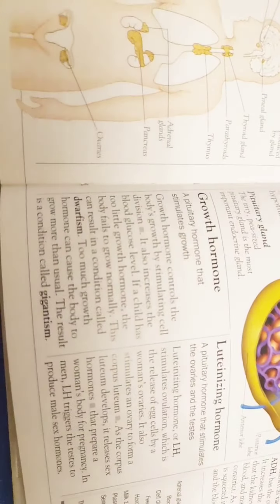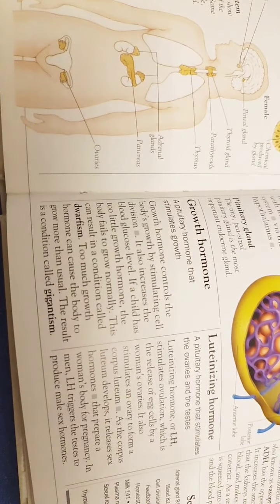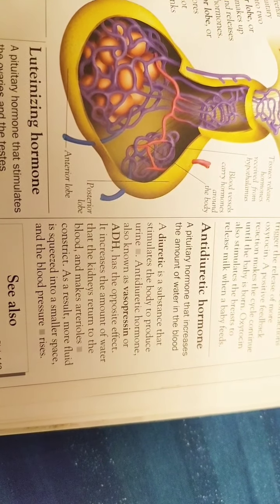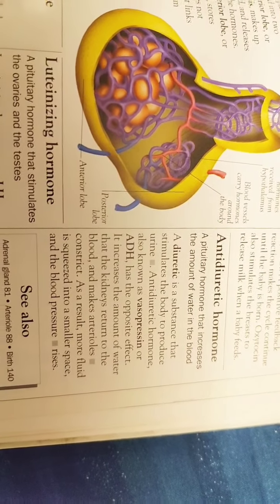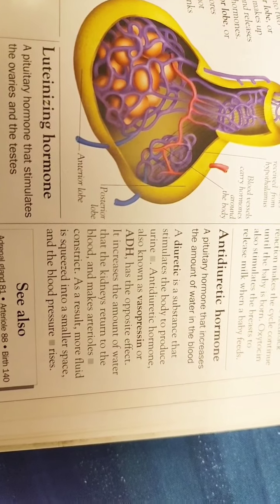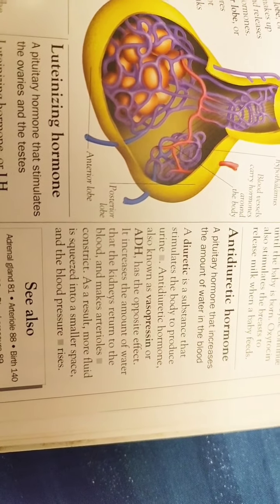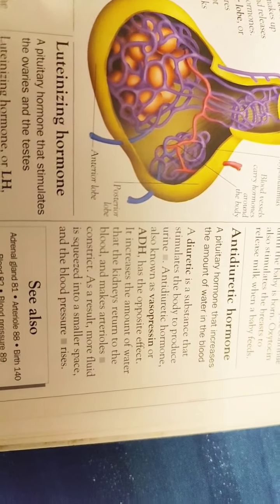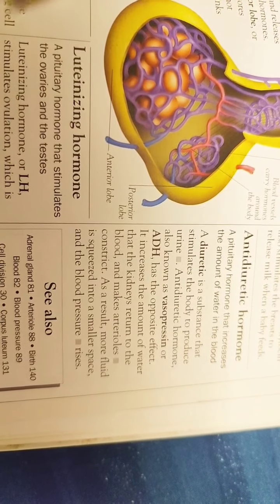The growth of a person is linked to a very important hormone, the antidiuretic hormone. It is basically the hormone that increases the amount of water in the blood. A diuretic is a substance that stimulates the body to produce more urine. Antidiuretic hormone is also known as vasopressin or ADH, and has the opposite effect. It increases the amount of water that the kidneys return to the blood, and it makes the arterioles constrict.